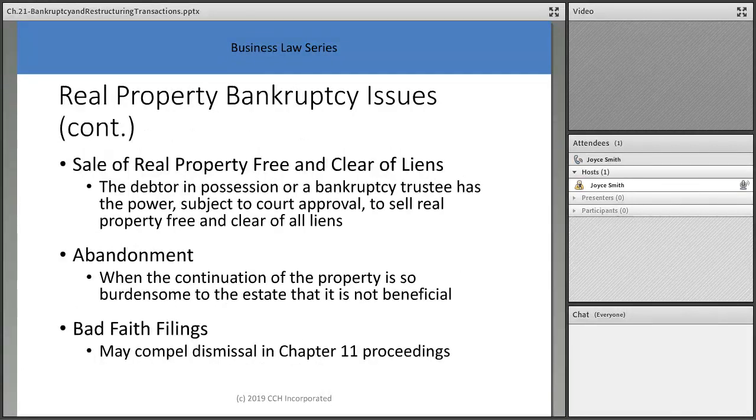Sale of real property free and clear of liens. The debtor in possession or bankruptcy trustee has the power, subject to court approval, to sell the real estate property free and clear of all liens. So if you go to the foreclosure sale, you're getting a property free and clear of all liens, because the foreclosure stripped everything out.